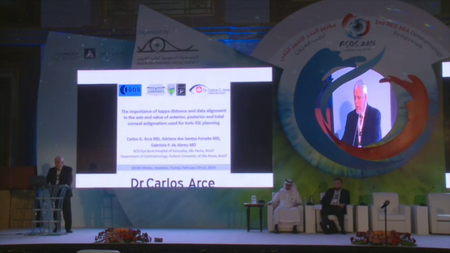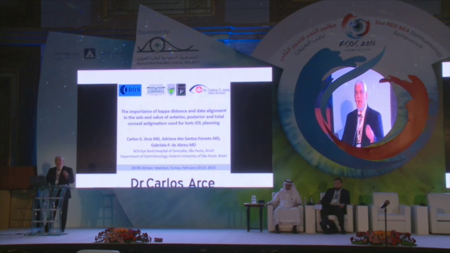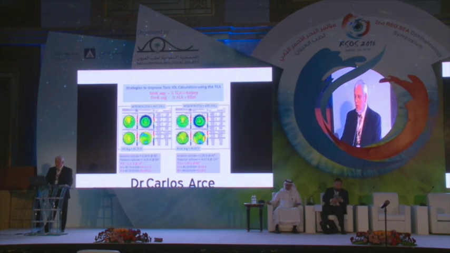IOLs. We are preparing for publication this paper showing that the astigmatism changes. 5% of normal corneas will change the axis more than 10 degrees if you align the data to the pupil center or to the first Purkinje. So, and we also have now strategies to improve the toric IOL calculation with the Galilei.